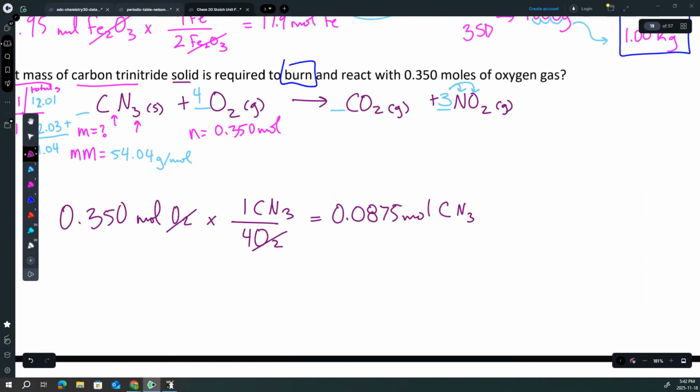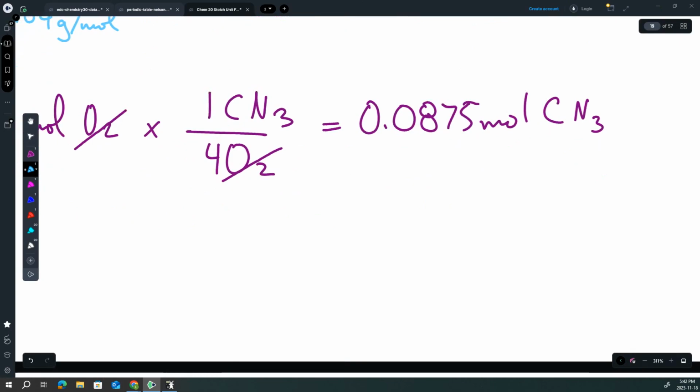All right, how much room do I have? Okay, I think I'll be able to squish this underneath.